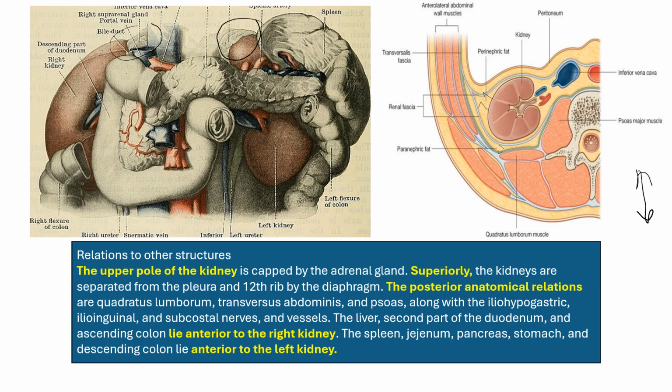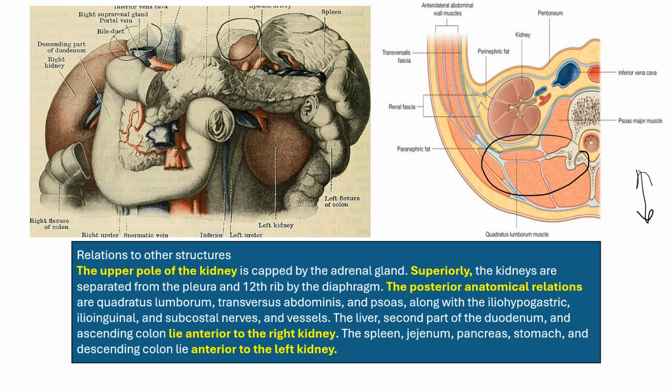There are posterior anatomical relations, and the posterior structures are mainly muscles. So there is a posterior relation with muscles like quadratus lumborum, transversus abdominis, and psoas muscles, along with some nerves and vessels like the iliohypogastric, ilioinguinal, and subcostal nerves and vessels.